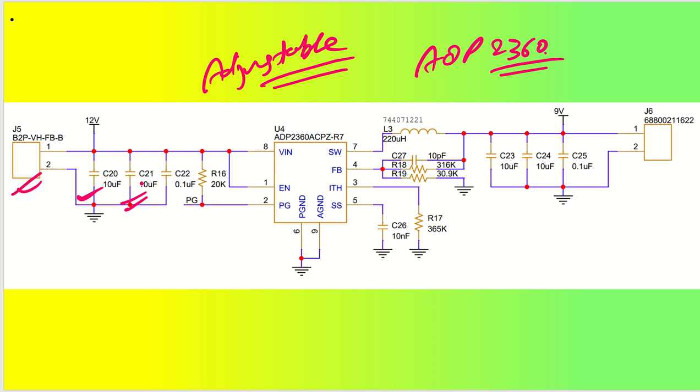We have an input connector here, we have V input here, which is 12 volt taken, and output voltage I have taken as 9 volt, and this is my output connector, okay. Coming back to the design of feedback resistors, as you can see, we have feedback resistors of 316 kilo ohm and 30.9 kilo ohm, that is your RFB1 and RFB2. So this is going to be connected like this, okay.